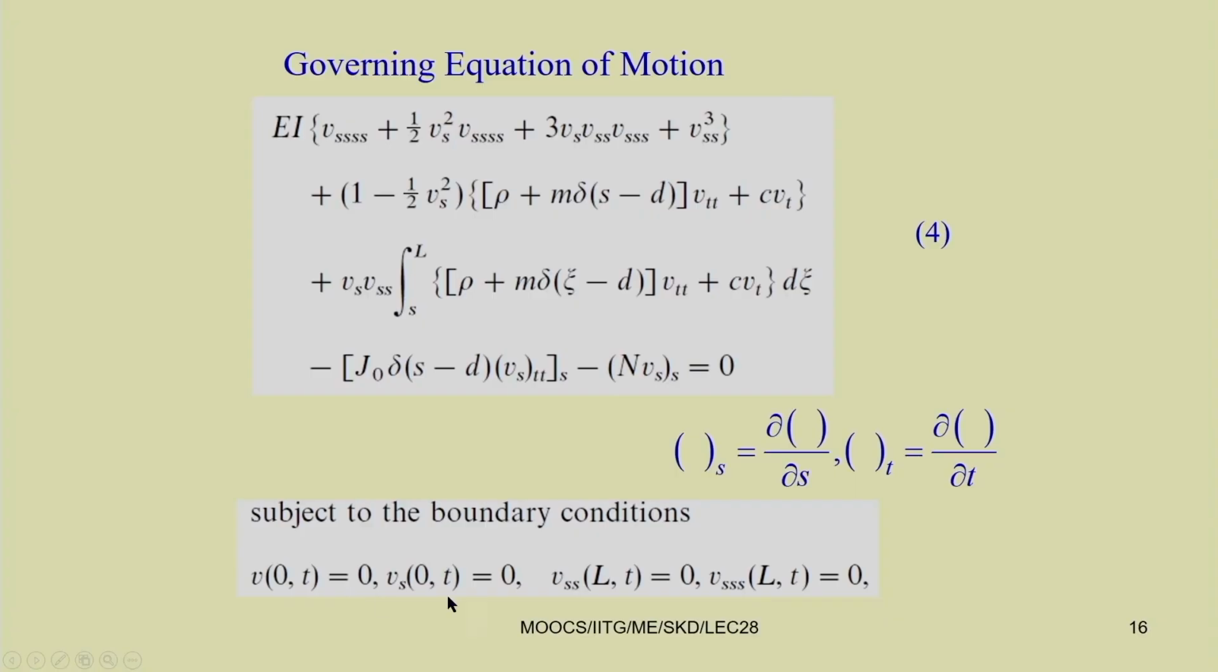In this case, as we are taking a cantilever beam, the boundary conditions will be, at the fixed end, the displacement and the slope are 0, and at the free end the bending moment and shear force will be 0. So, bending moment is proportional to del square V by del S square and shear force is proportional to del cube V by del S cube at the free end, that is at S equal to L. So, V double prime at S equal to L, t equal to 0 and V triple prime at S equal to L, t equal to 0. This part is proportional to the shear force and this is proportional to the bending moment and shear force.